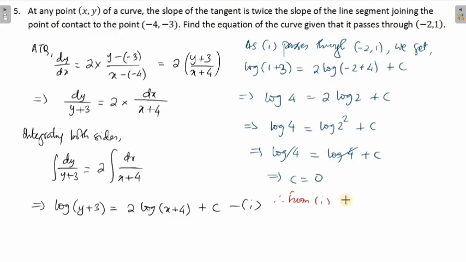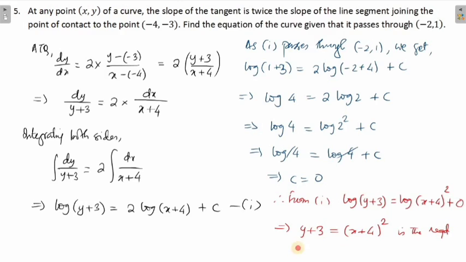Therefore from equation 1, you get log (y plus 3) equals, bringing this 2 inside, log (x plus 4) whole squared plus constant, which is 0. Removing log on both sides, you get y plus 3 equals (x plus 4) whole squared. So this is the required equation of the curve. You may pause the video and note down your solution.